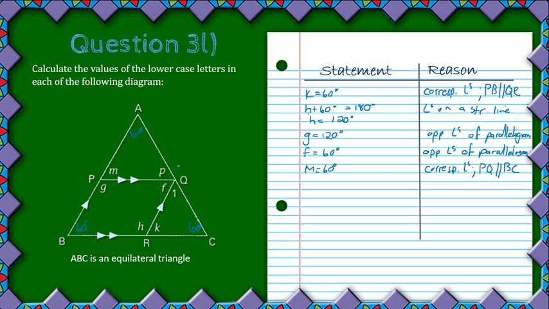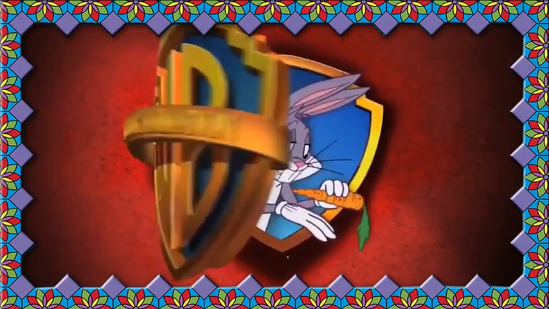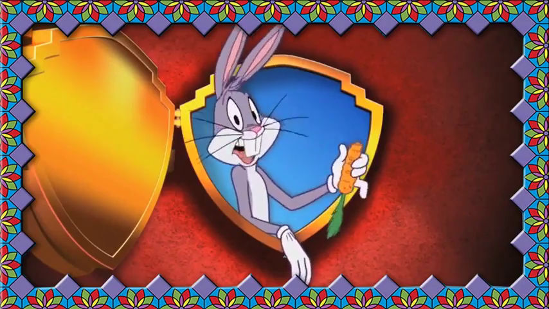Okay, then we still need to find P. So we can basically use the angles of a triangle. So we know that P plus 60 plus 60 equals 180 degrees, angles of a triangle. And then we know that P will also be equal to 60 degrees. And that's the end.